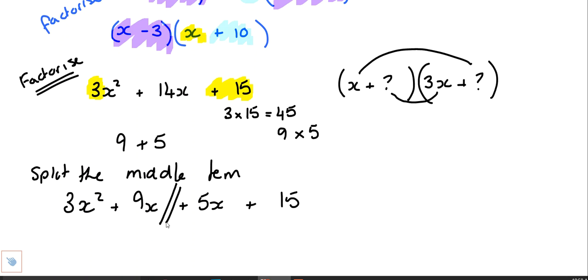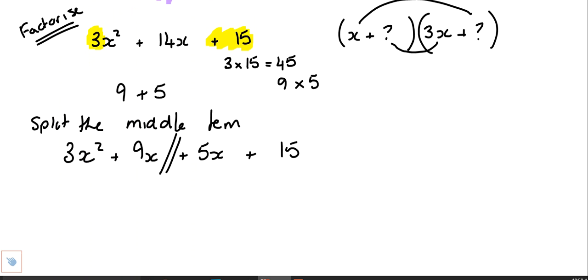I need to split this in half now. And I need to do my double factorisation. So, factorise this bit for me, I get 3x bracket x plus 3.